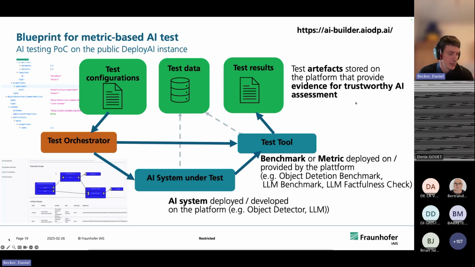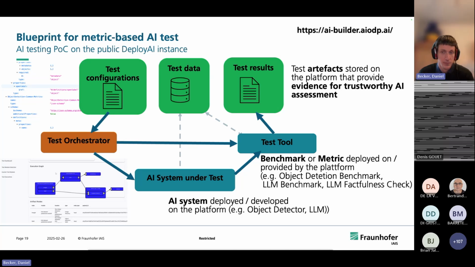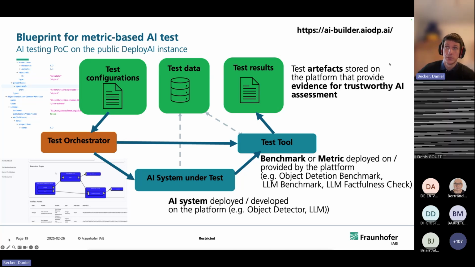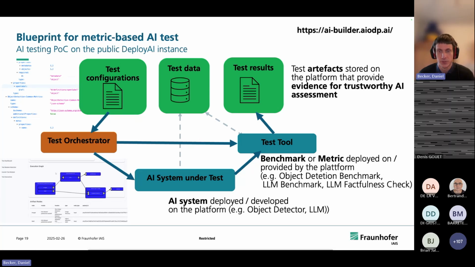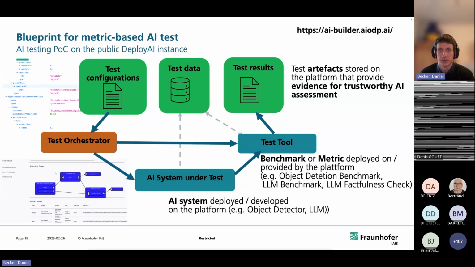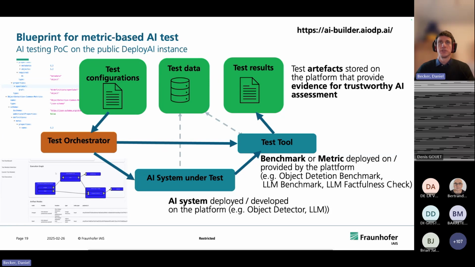Another nice thing about this deploy AI platform is that it is completely publicly available. So if you would like to look at this demonstrator yourself, you can do so. You just have to go to this link here. You will have to create your own account there, but it's self-service. You can just use your email address and generate this account. Then you can trace the steps that I'm about to show you now. Let me see if that works.